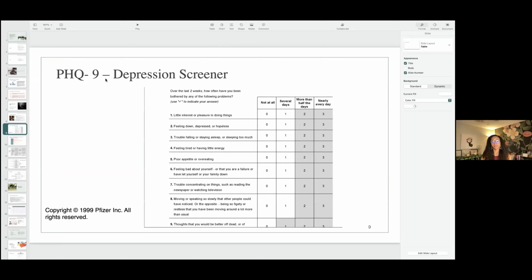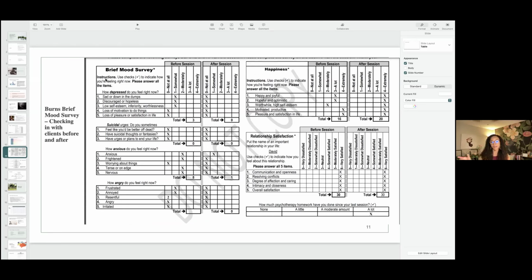The Burns Brief Mood Survey is actually a survey that can be used right before a session and right after session. Sometimes as practitioners we do this and sometimes we don't, but it can be helpful to get a sense of how a client is when they're coming in and how they are when they're leaving.